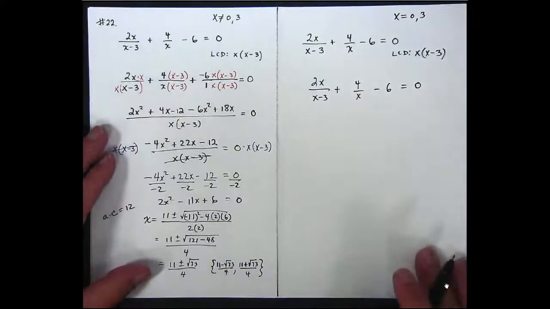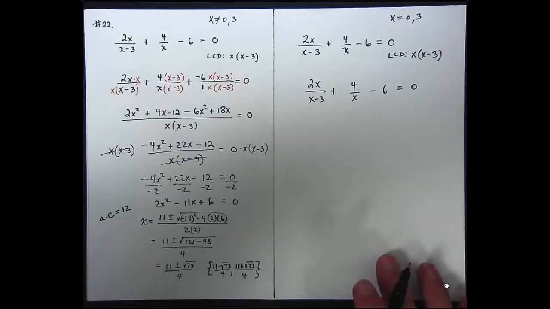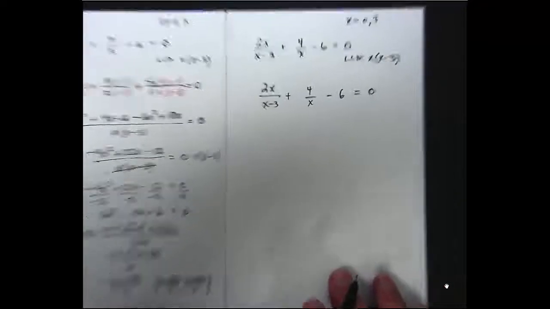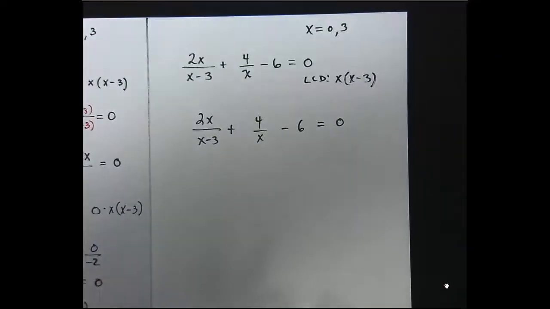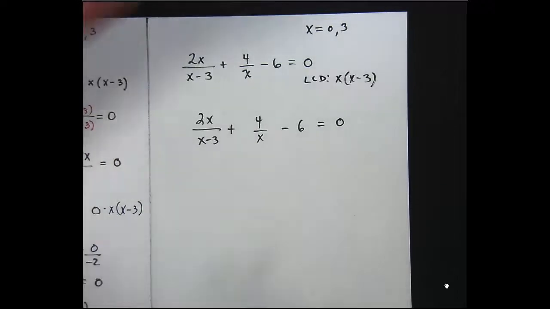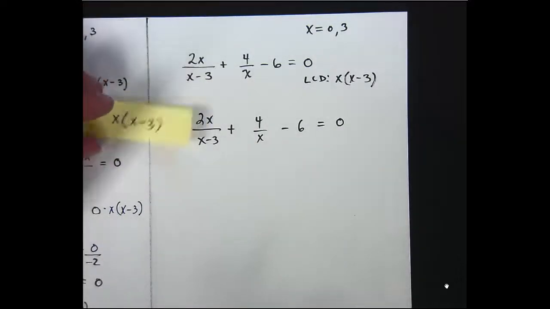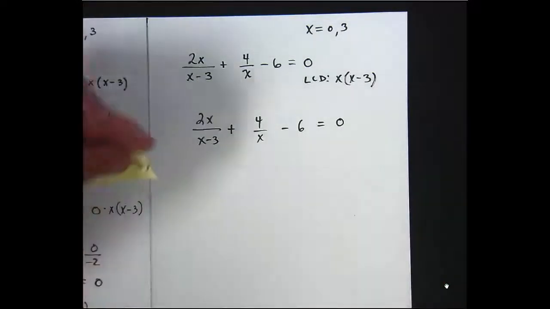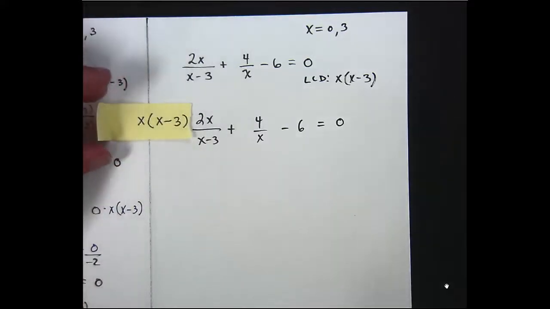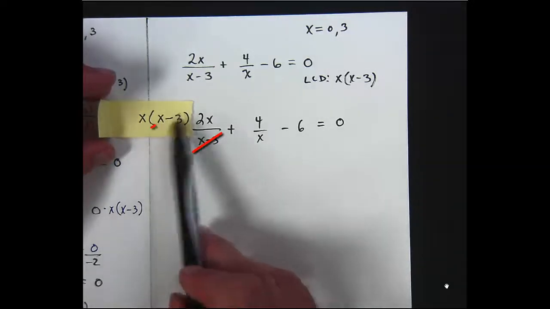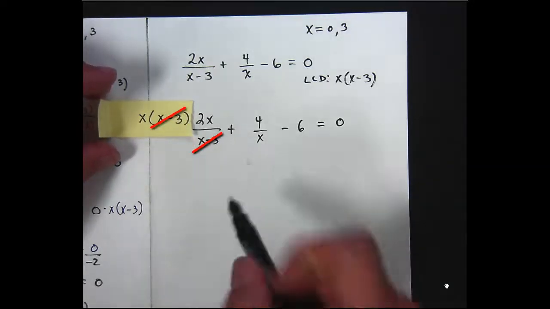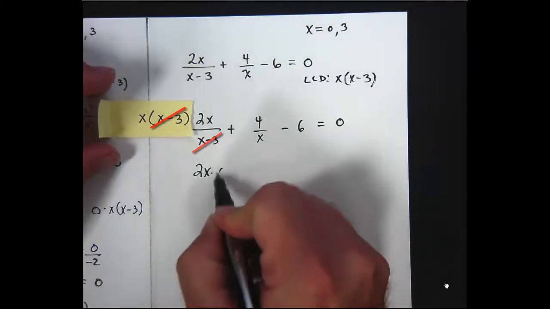And let me show you what I mean by that. Alright, so we're going to multiply each term by the LCD. So what was the LCD? It was this. Let me trim this a little bit. There we go. So if I multiply the first term by that LCD, you see the x minus 3 and the x minus 3 would cancel, and you'd be left with 2x times x.